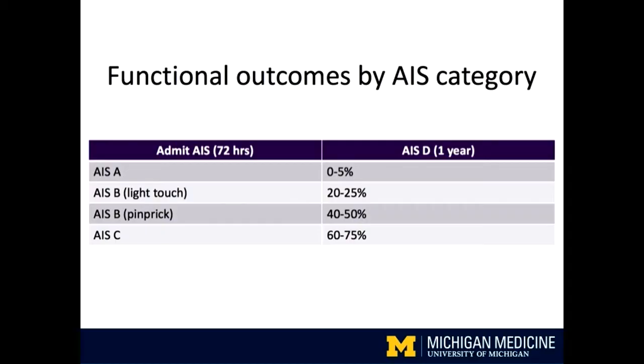And then in ASIA C, well, I hope you guys never got a C on an exam, but it's usually 75 or 70%, right? So they have, at the 1-year mark, a 70% chance of converting into an ASIA D. So A is like 0 to 5, B is like 50-50, and then C is about 70%.